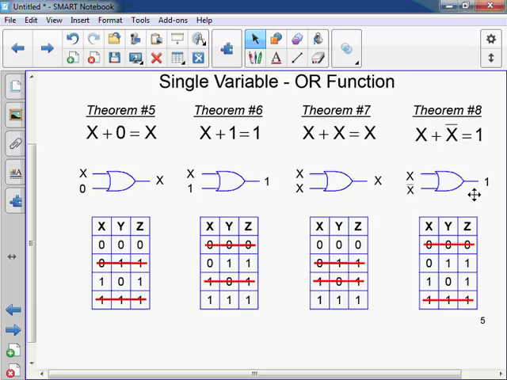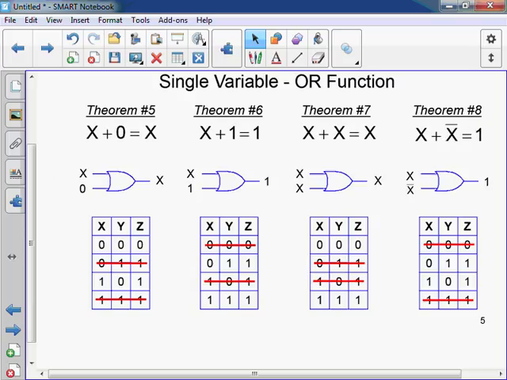And the next one is x or not x equals 1. Well, this is like saying I'm passing Miss M's class or I'm not passing Miss M's class. Well, that's true. That describes every single person, right? So whether you are passing my class or you're not passing my class, it's true.